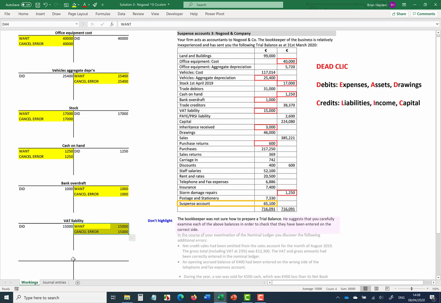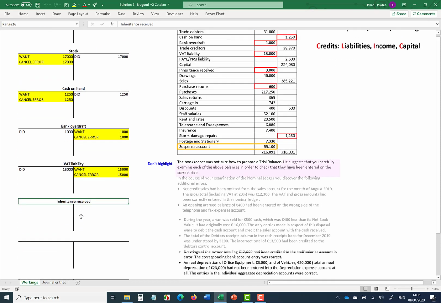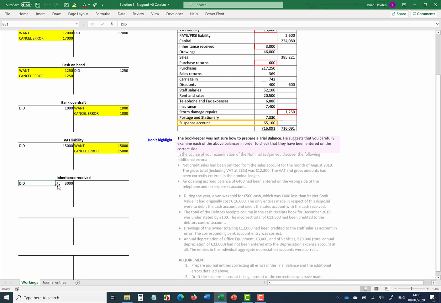3,000 inheritance received. So what we did is we put 3,000 on the debit side, and we want it to be on the credit side. So again, we have to cancel our error, and that will be what we need to do in that account. 600 purchase returns. We put 600 on the debit side. We have to cancel that and put in what we want. So again, these two things here will be what we need to do to the purchase returns account.